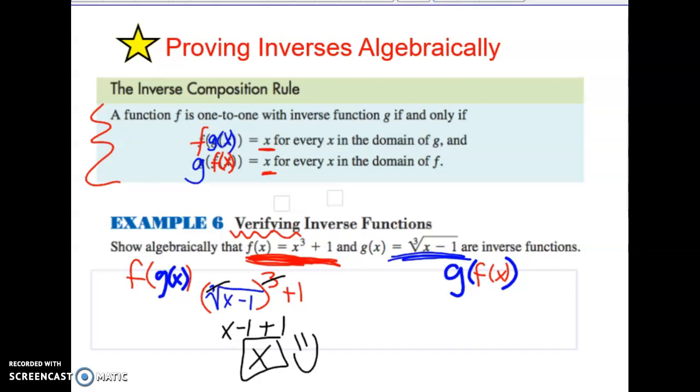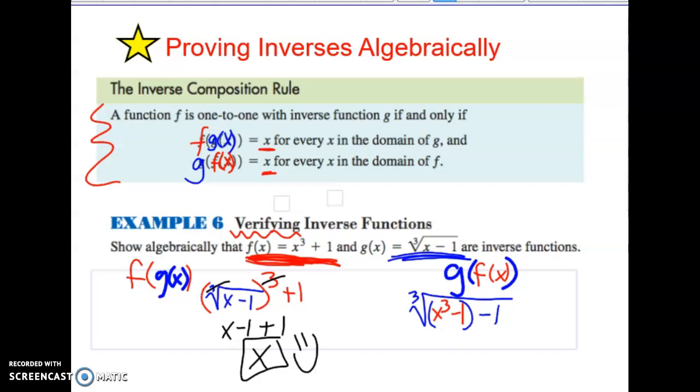Now, over here, I'm going to go backwards. I'm going to start with my g function, which was the cubed root of x minus 1. And I plug my original, my f of x function in there, which was x to the third plus 1. Okay, so I've got parentheses around that x to the third plus 1, but is anything really happening to it?